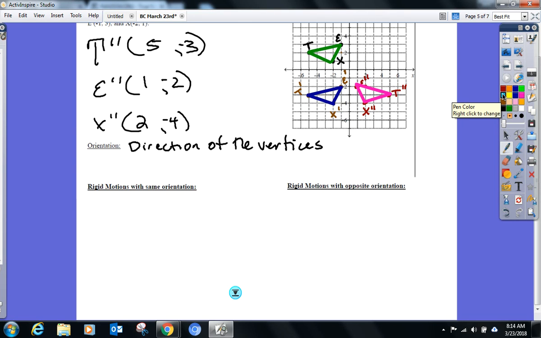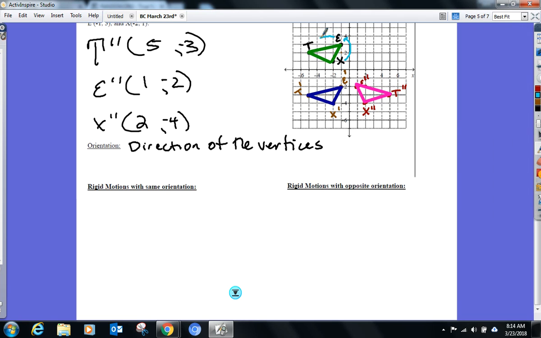Okay, X. So she decided to go XET. What direction is that going? Clockwise or counterclockwise? That's going counterclockwise. So the way she picked it, we would say it has counterclockwise orientation. Okay? Go down to the prime triangle now.